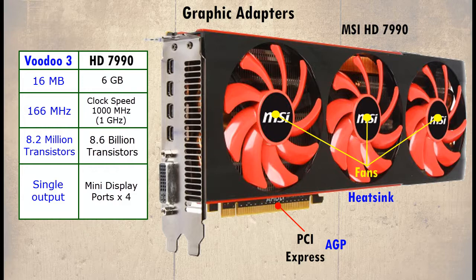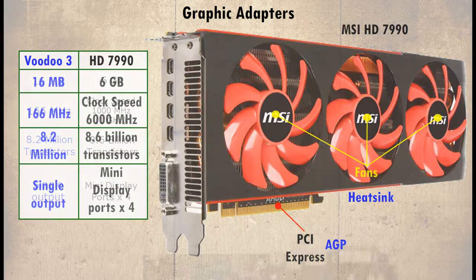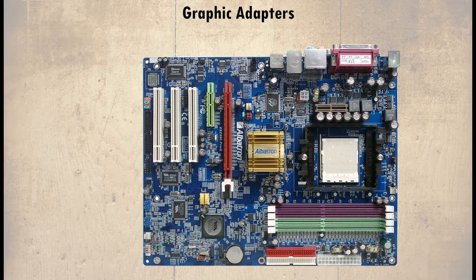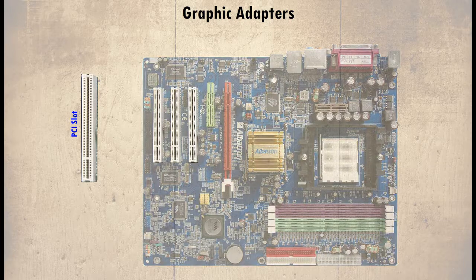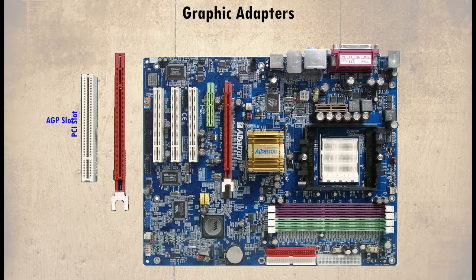Just before we leave this subject, at this stage we should be aware of some of the motherboard slots that are used for video adapters. The original slot was the PCI. This can still be found on some motherboards, but it will only support very low performance video cards. There are 3 on this motherboard.